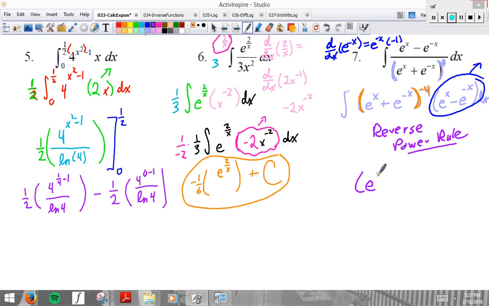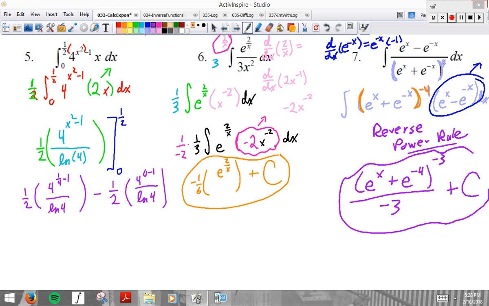So we'll keep the inside the same. Add 1 to the power. Divide by the new power. Plus c. Because it's indefinite. There's no bounds. And that's it.